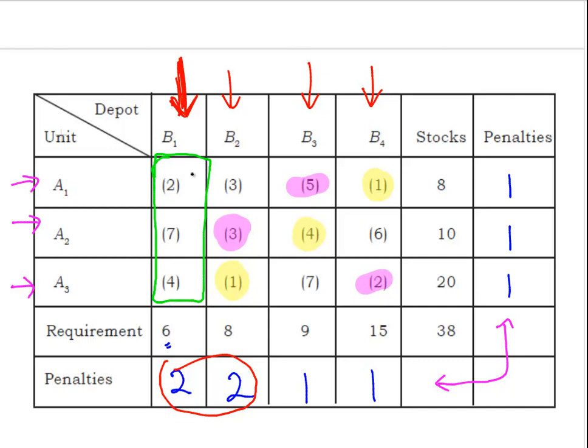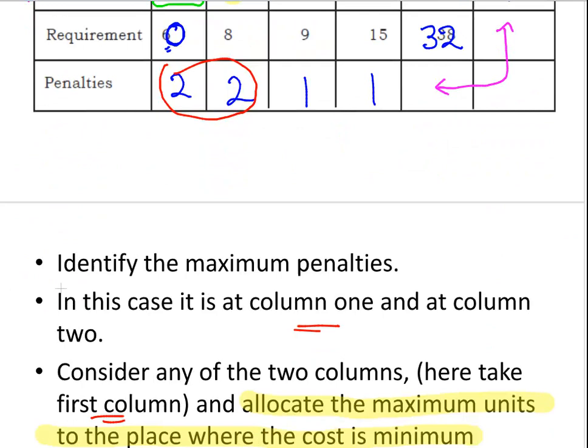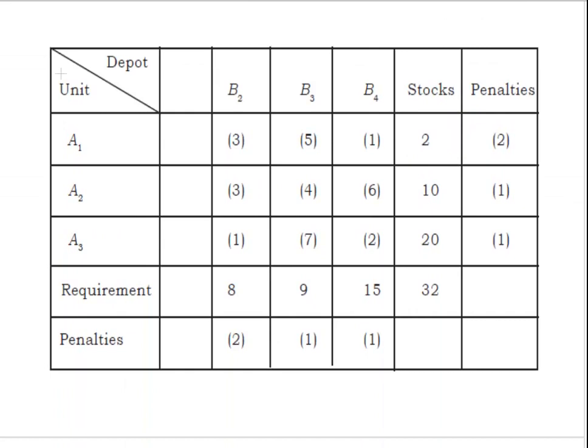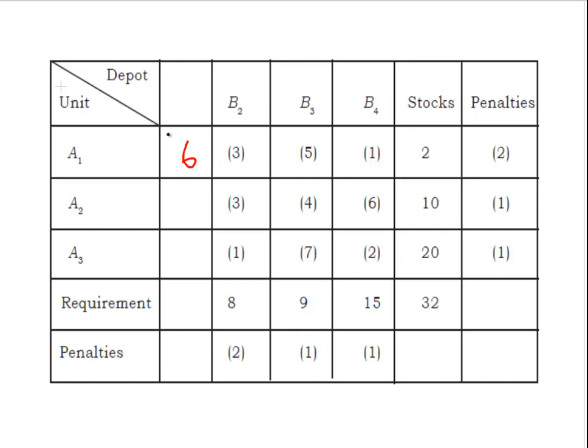Just as a remark, B1 is fully supplied now. A1 had 8 units. Now it's just dispatched 6, so it only has 2 left. So now we're down to 32. Okay, so there we go. Write the remaining stock in row 1. So what we're going to do now is remove essentially the first column from the problem. So we sent 6 there, and the cost was 2.